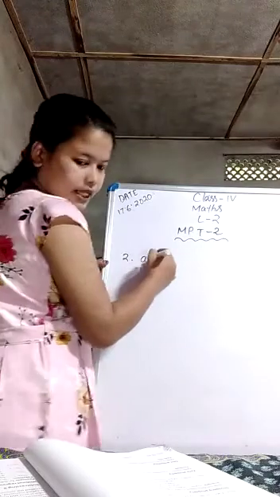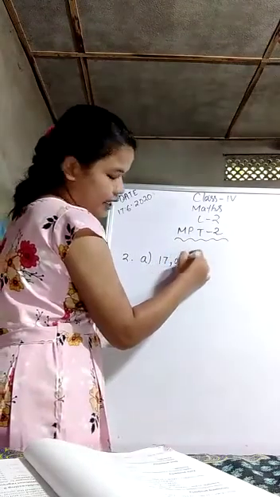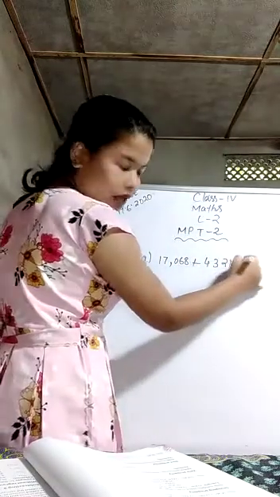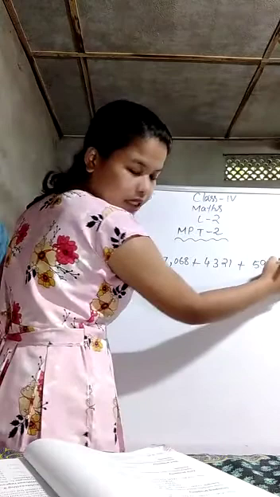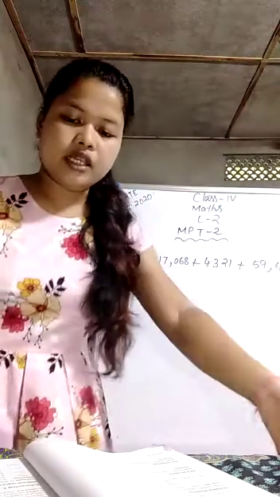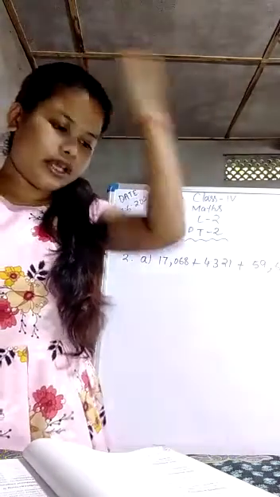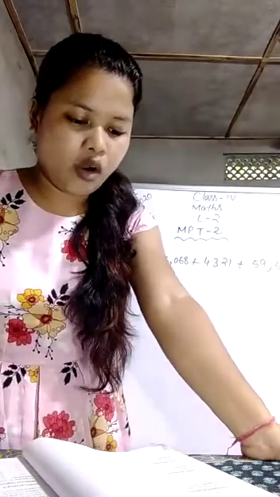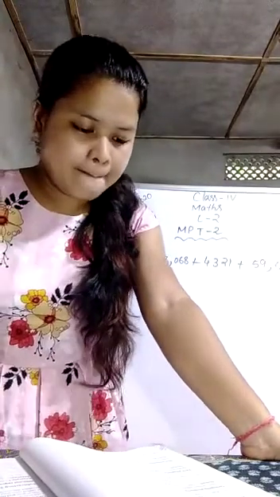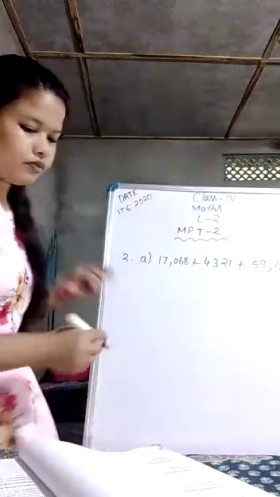Question number 2A is 17,068 plus 4,321 plus 59,632. The question is add the following using the grouping property. Grouping property is that 3 numbers added in any order give the same answer. So we have to use the grouping property.